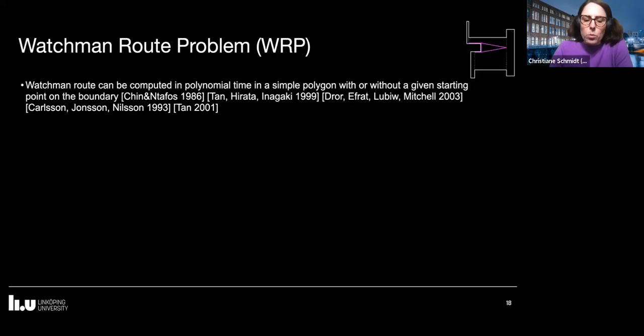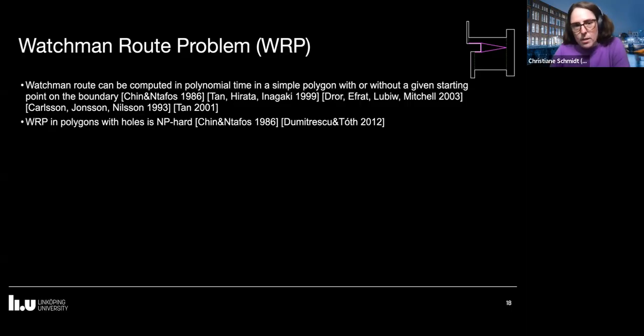And what distinguishes this from the art gallery problem is that if you have a simple polygon, computing a watchman route can be done in polynomial time. People started with having a starting point on the boundary, but even if you don't have any starting point given, you can still compute that in polynomial time in simple polygons, while the art gallery problem in simple polygons is NP-hard. And if we go to polygons with holes, then the watchman route problem is also NP-hard.